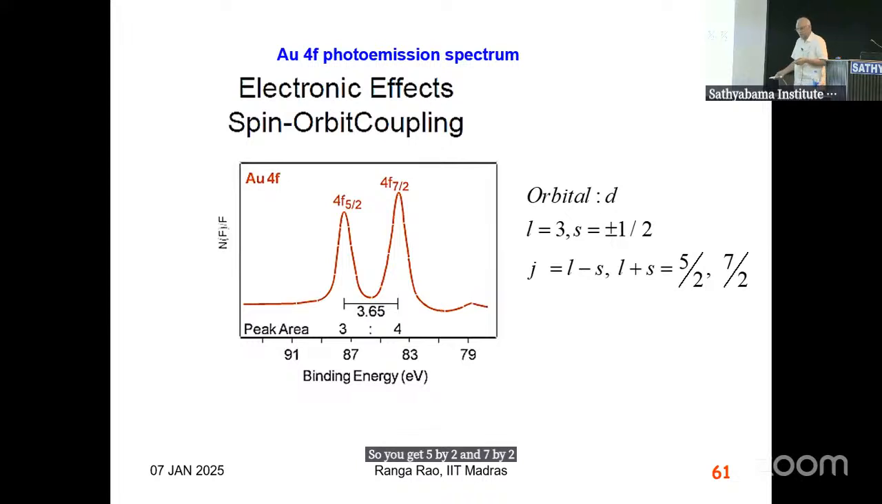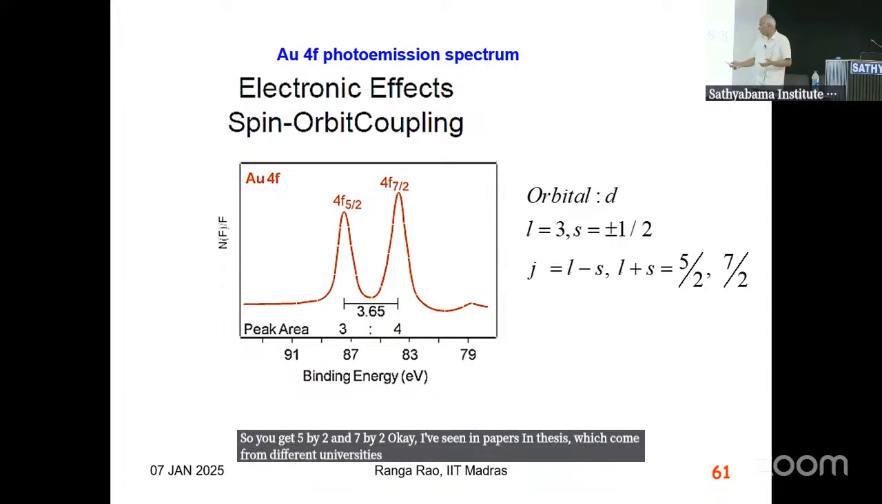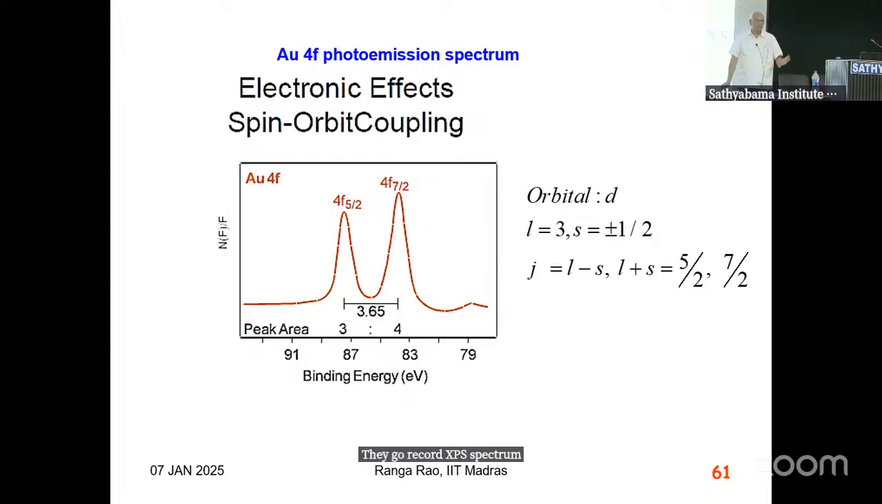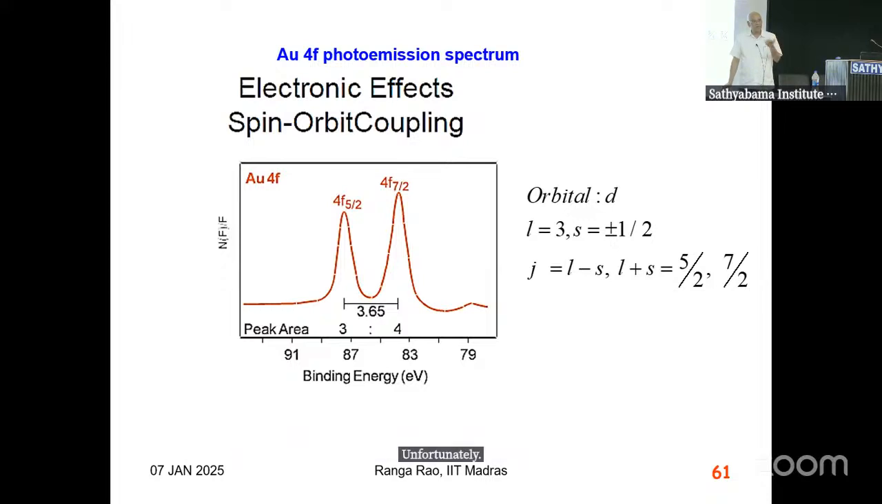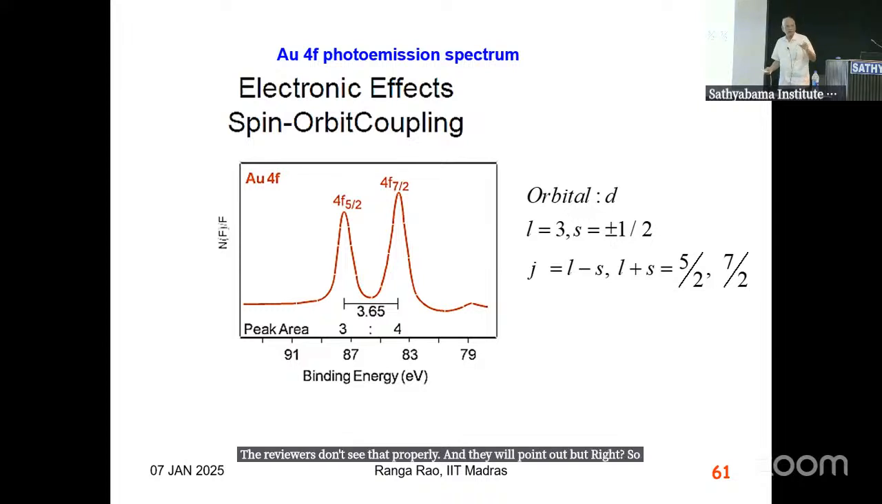I have seen in papers and theses which come from different universities, you know what they do? They just put the 7/2 here and 5/2 there. They record the XPS spectrum, and then the interpretations are terrible. You ask them what is 7/2, what is 5/2, how do you get it? They don't know, and they reverse it also. Unfortunately, I see them published in journals. The reviewers don't see that properly. Otherwise, they would point it out.